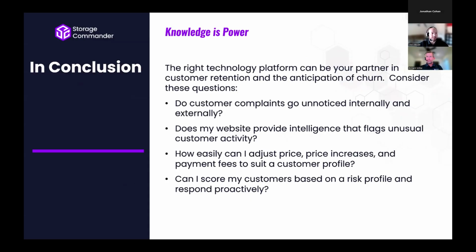Do customer complaints go unnoticed internally and externally? Does your website provide intelligence that flags unusual customer activity? How easily can I adjust price increases and payment fees to suit a customer profile? And can you score your customers based on a risk profile and respond proactively?